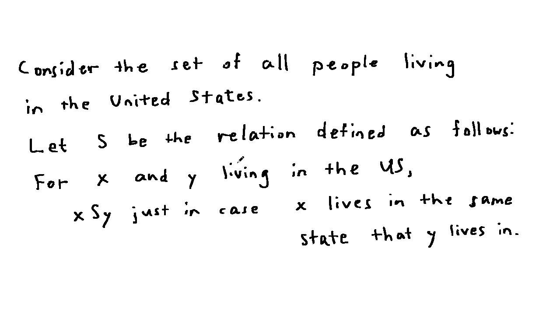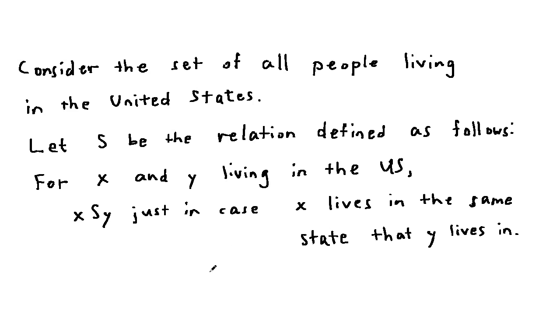Let's look at another example of an equivalence relation. Consider the set of all people living in the United States. Let S be the relation defined as follows. For X and Y living in the US, XSY just in case X lives in the same state that Y lives in. Then S is an equivalence relation. It's easy to see that S is reflexive, symmetric, and transitive.